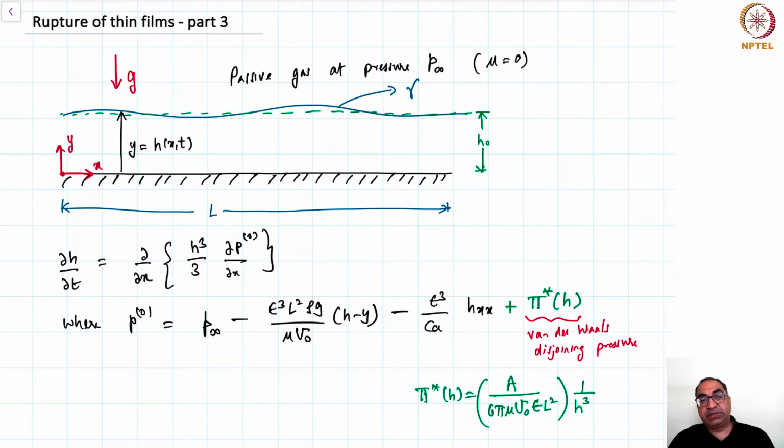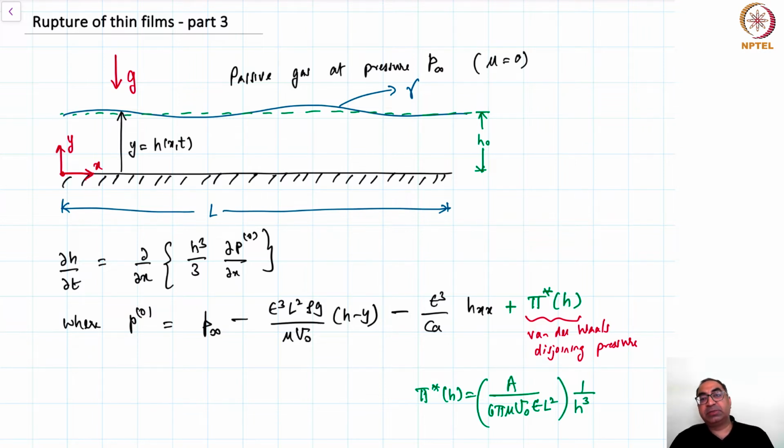This is the concluding lecture on the topic of rupture of thin films. In the previous lectures, we have derived the evolution equation for the thin film equation. The height of the thin film is given by this partial differential equation involving time derivatives of height, which is related to the pressure gradient in the thin film.